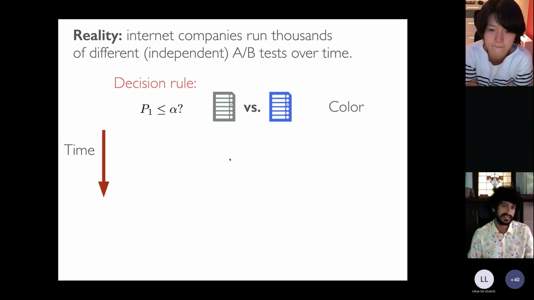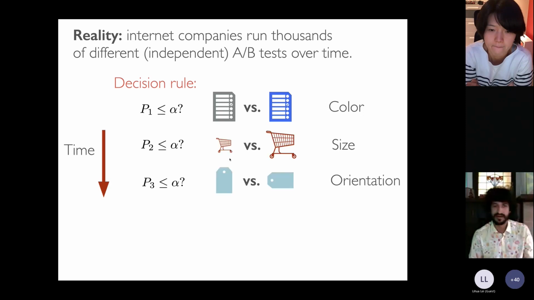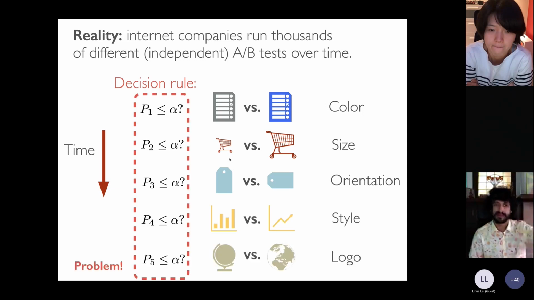They test to see whether changing the color can improve people's engagement with the website. They might see whether changing some icon makes you shop more, and so they're running thousands and thousands of these tests over time, and that's a big problem. If every one of these tests is run at level alpha, that's a problem. We know that from basic multiple testing.